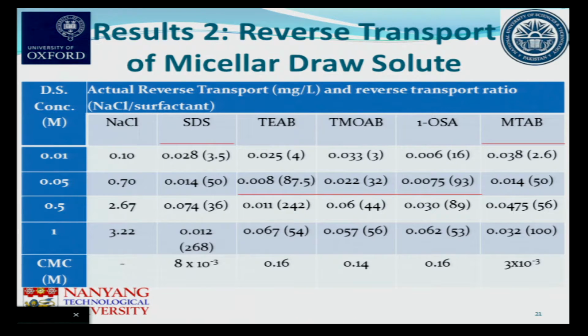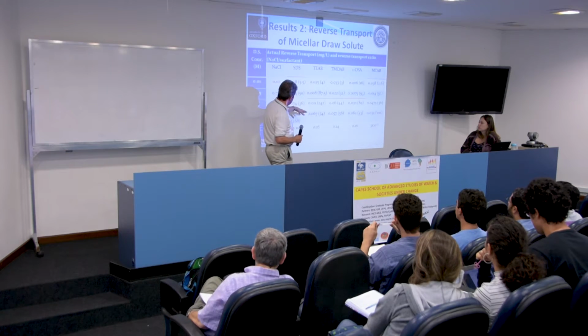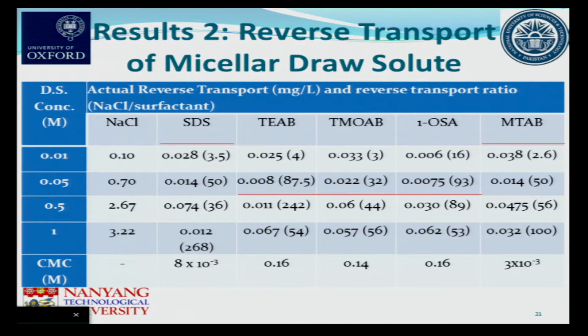But you can see that certainly NaCl gives you quite high reverse transport, because NaCl is a very small molecule. It can move easily through the membrane. It's not being completely trapped. Whereas for all the surfactant molecules, these numbers are quite small. In comparison, the number in brackets is the ratio of that molecule to the salt molecule. The numbers vary, but they're sort of the order of 50, 30. Here it's sort of 200. Here it's sort of 89.